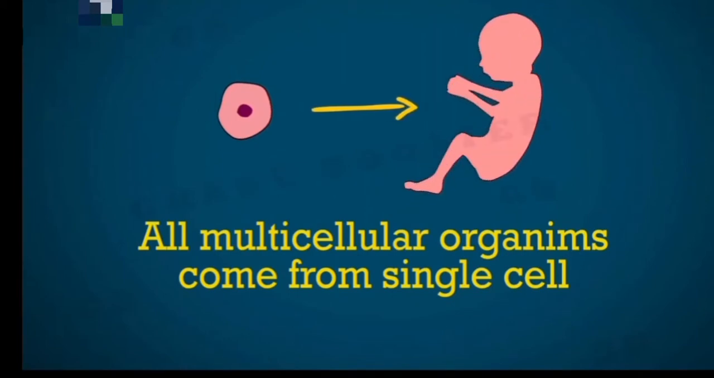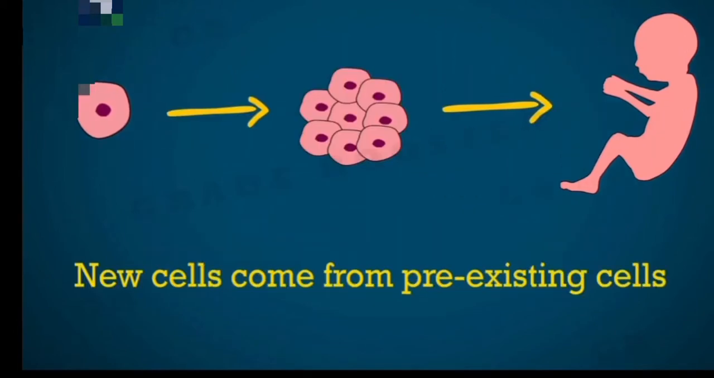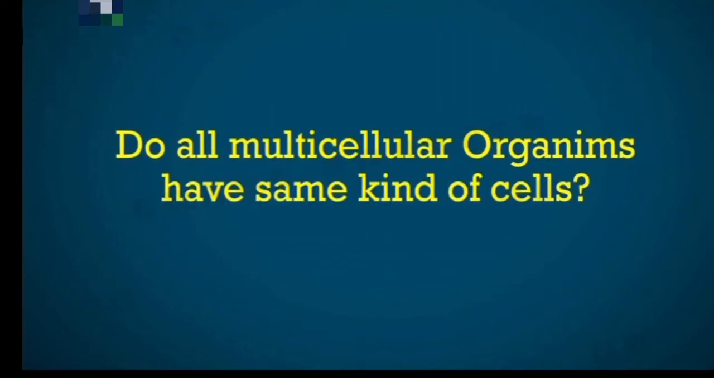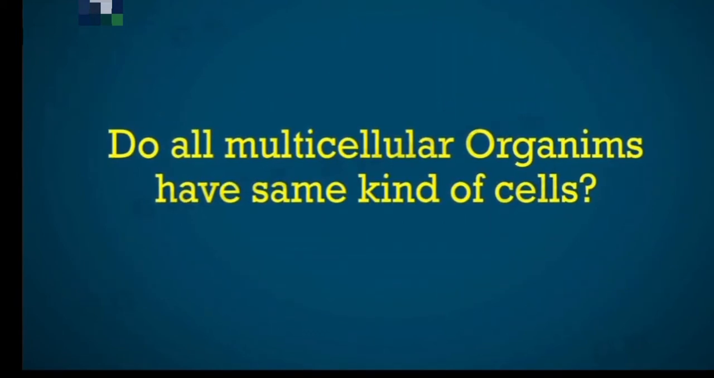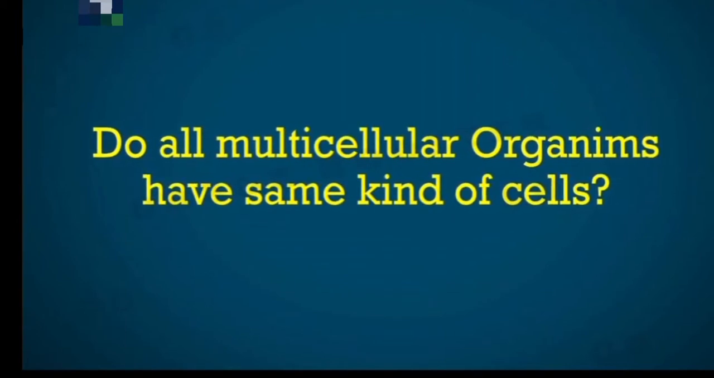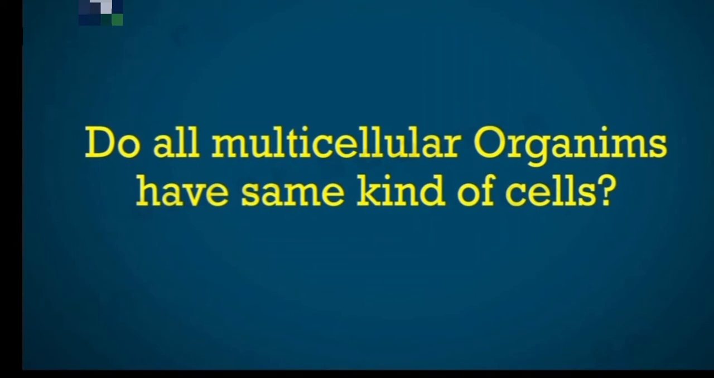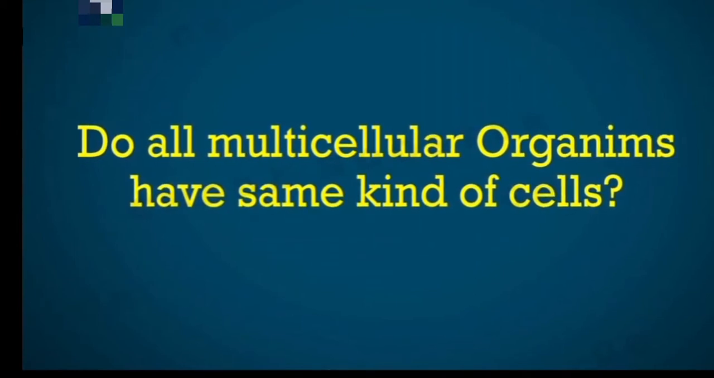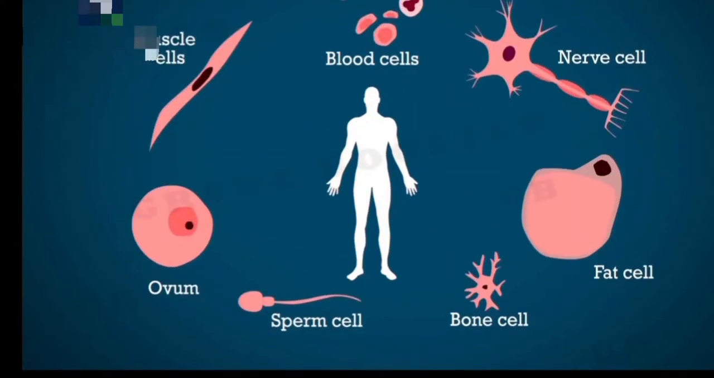Cells produce cells of their own kind by cell division. All cells come from pre-existing cells. Do you think the whole multicellular organism is made up of a single type of cells? No. Multicellular organisms are made up of different types of cells. Now, let us see different types of cells of a body.